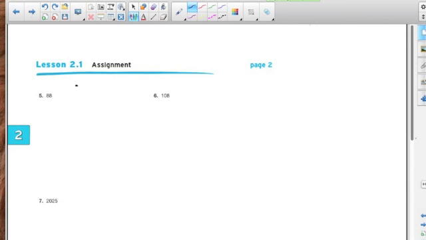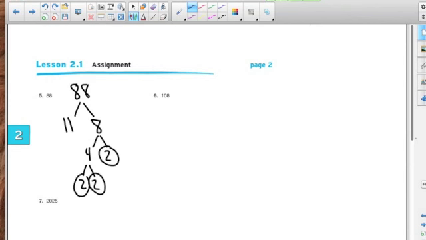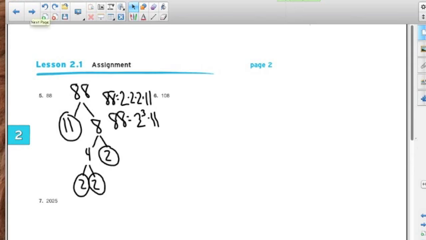Here we have the factor tree for 88. I broke it down as 11 and 8. 11 is prime. 8 is composite, so we continue to break that number down until we just get to all prime numbers. So 88 is going to be 2 times 2 times 2 times 11, or 88 is equal to 2 to the third power times 11.